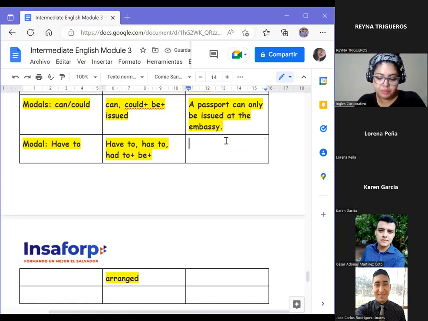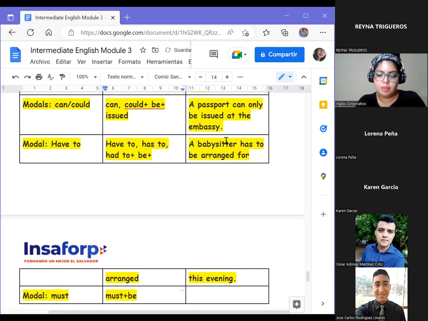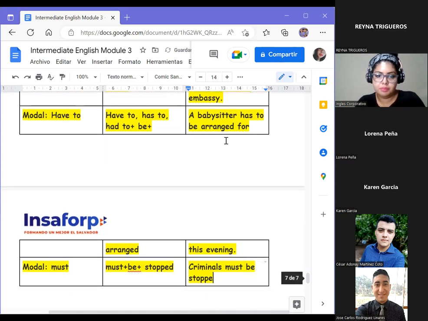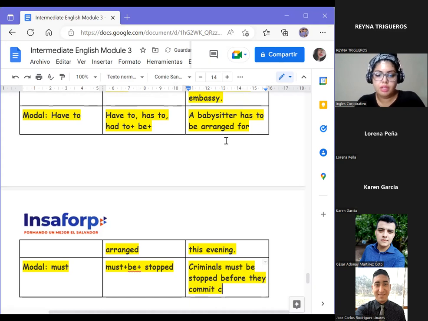And we have the example. A babysitter has to be arranged for the evening. And the last one is modal must. Must plus be plus stop. And we have the example, criminals must be stopped before they commit crime.